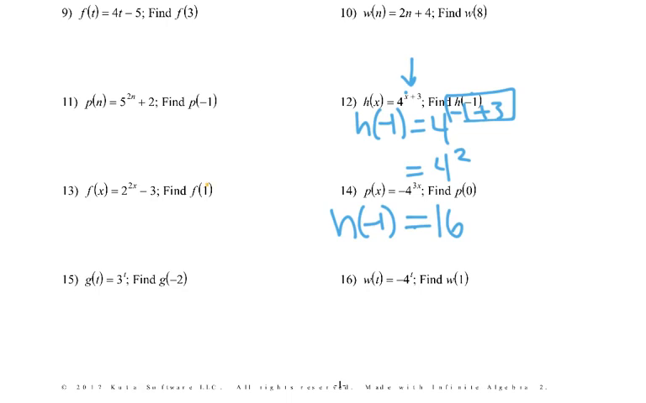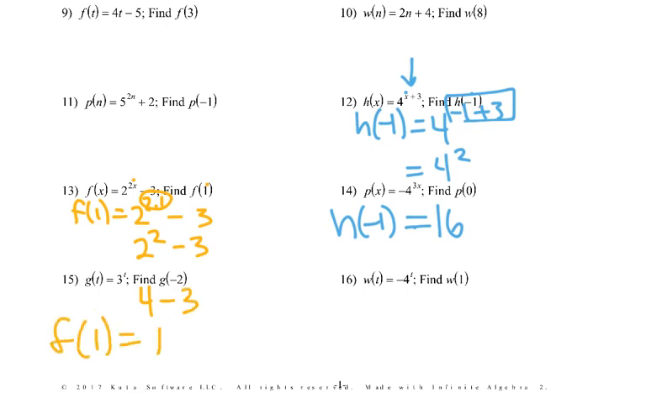13. Okay, I've got 1, so I go f of 1 equals 2 to the 2 times 1 minus 3. So 2 times 1 is 2. So 2 squared minus 3. 2 squared is 4. 4 minus 3 is 1. So f of 1 equals 1. Independent value of 1, dependent value of 1.